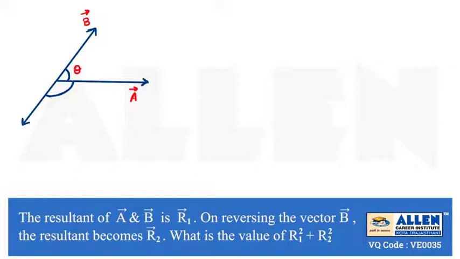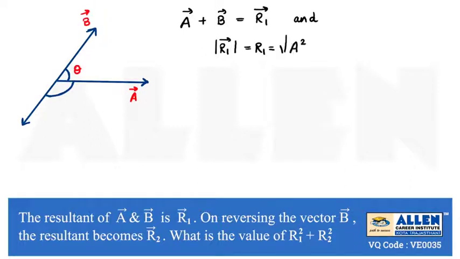Here we have two vectors, A vector and B vector, and we are talking about the resultant. Resultant means A vector plus B vector. On adding these two vectors, we will get a new resultant, that is R1 vector, and its magnitude, which we can write as R1, will be given with the help of the formula A square plus B square plus 2AB cos theta, where theta is the angle between those vectors which are being added.